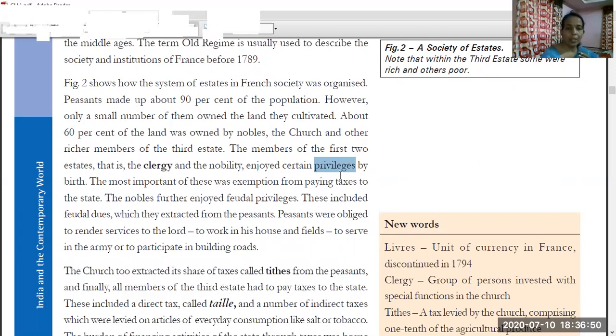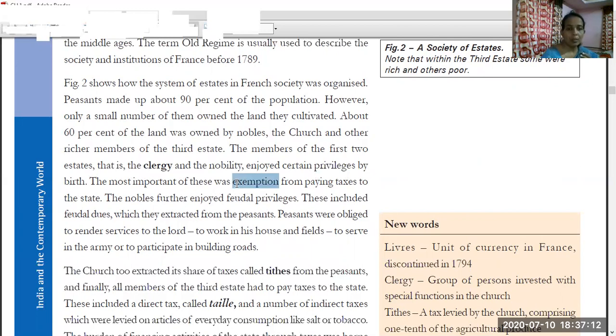Very few people were enjoying these privileges. The privileges were by birth. They were getting these privileges because they were born in the first or the second estate. That is why they were getting these privileges. There was no merit for it. The most important of these was exemption.